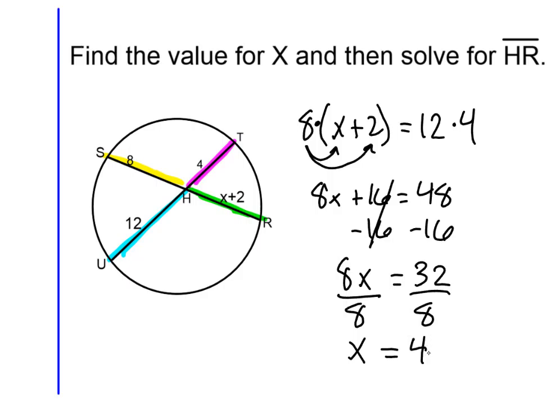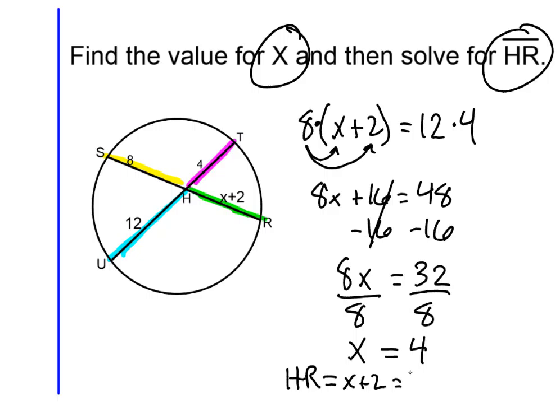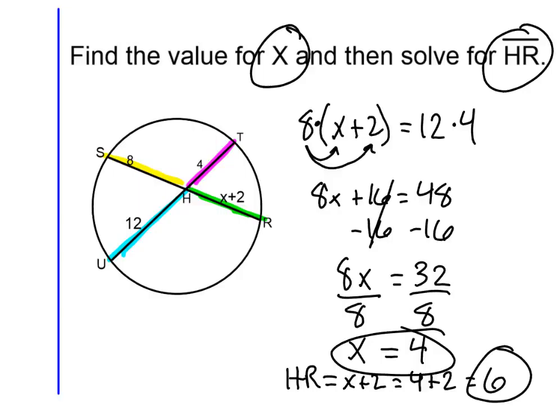But this is just the value of x. We haven't yet solved for HR. HR is x plus 2. So I'm going to plug my 4 in, so it's 4 plus 2, and I end up with 6. So there are the two parts of my answers.